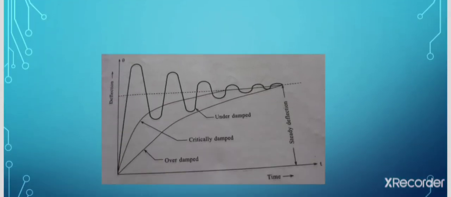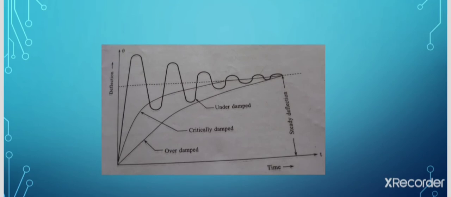If the instrument is underdamped, the pointer will oscillate about its final position for some time, and then it comes to the rest position. You can see in the figure, during the underdamped condition, the pointer makes some oscillations, and after some time it comes to the steady position, which is the rest position. This type of damping is known as under damping.